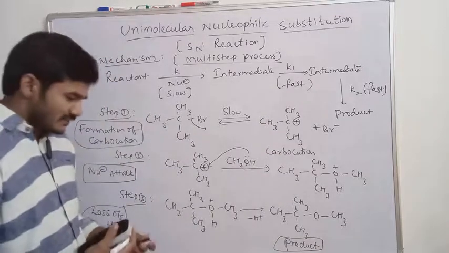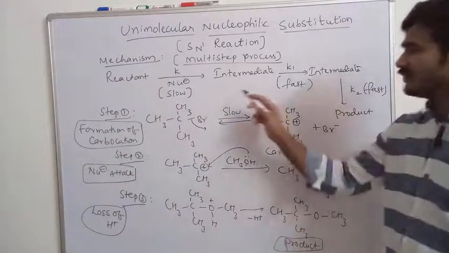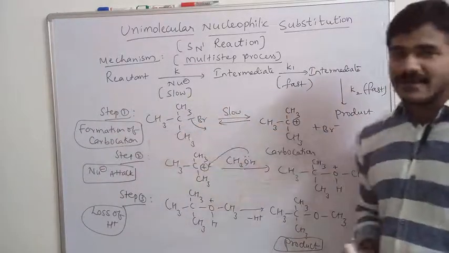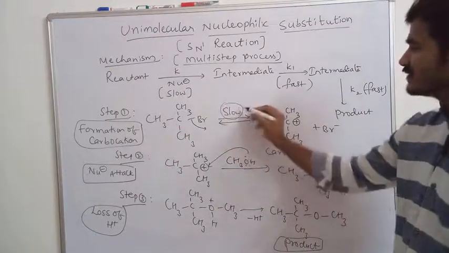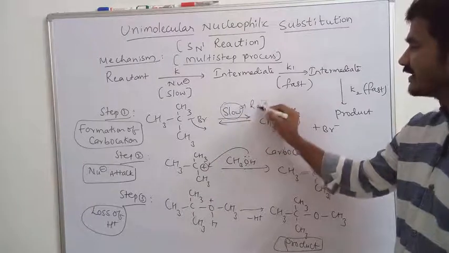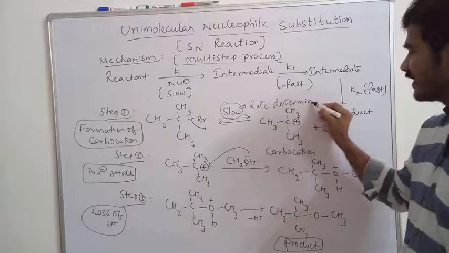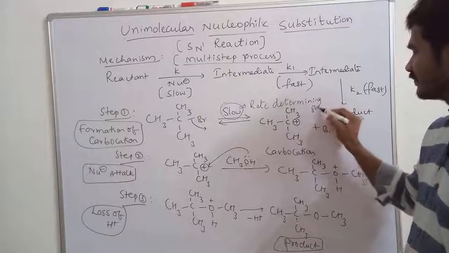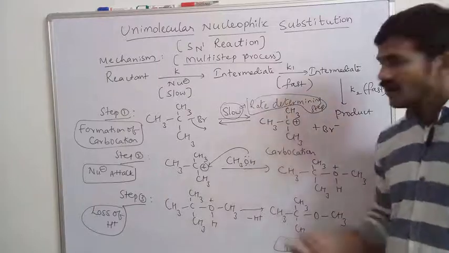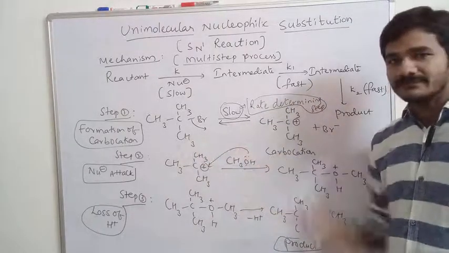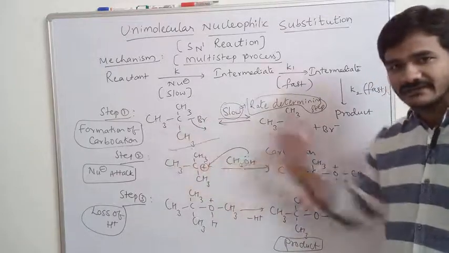If you observe this mechanism, in the first step you observe the formation of carbocation. This formation of carbocation is the slow step. Slow step is nothing but the rate determining step. Slow step is always the rate determining step. How many molecules are involved in the slow step? Only one molecule. Only one substrate is involved in the rate determining step.